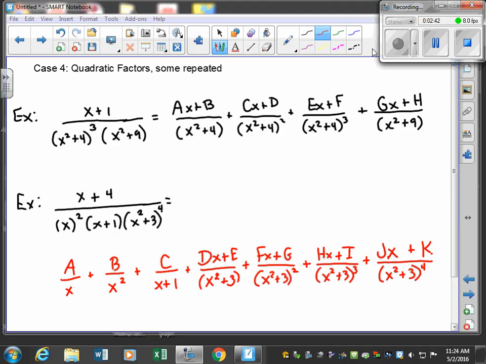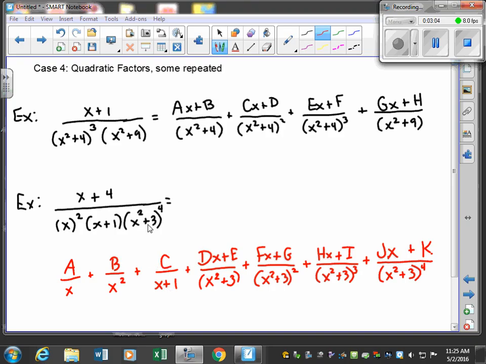Okay, so what if you have different combinations? Let's look at this one for a second. We've got a square here, so we're going to have a buildup, but this is just a linear factor, so we'll have A over x, and then we had that buildup there, so B over x squared. Moving to this one, it's just going to be C over x plus 1.